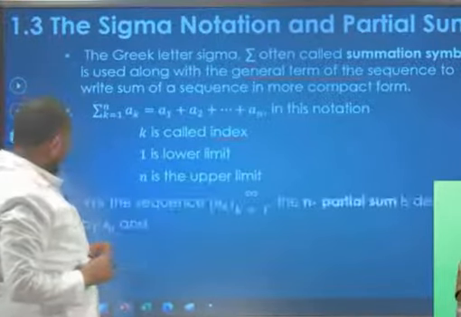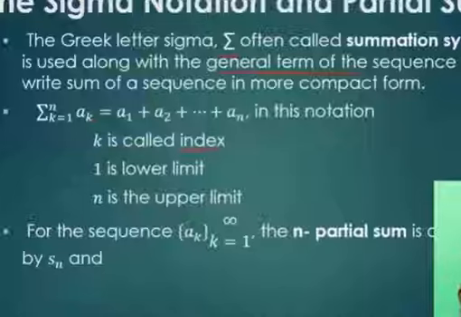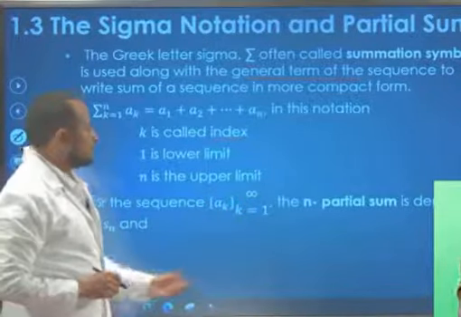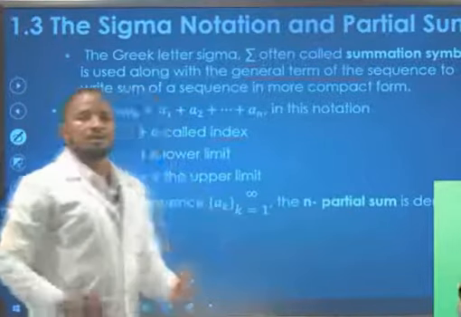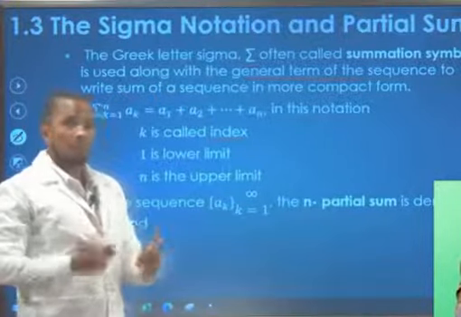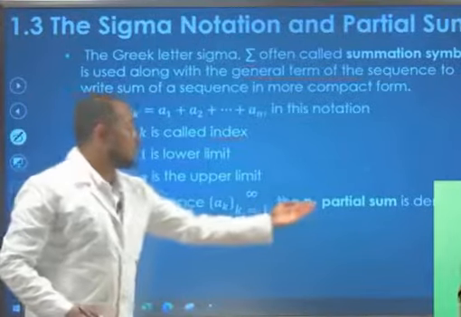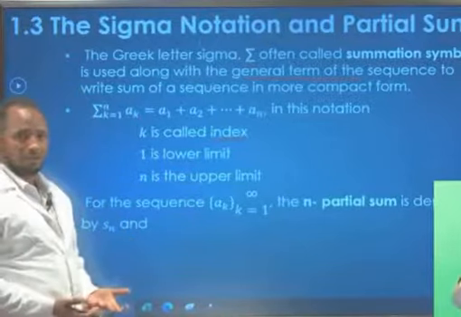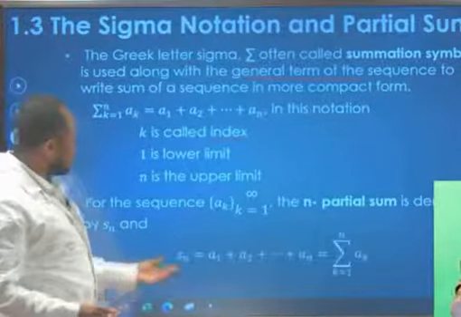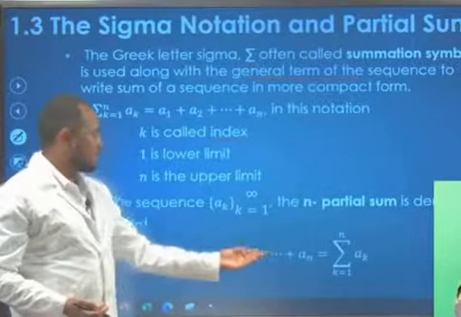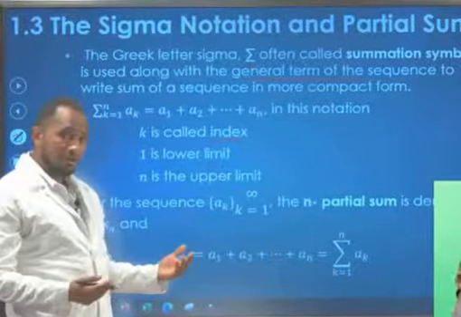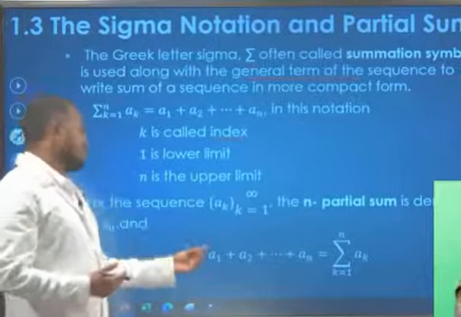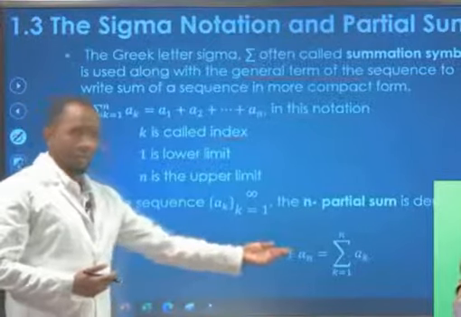If we have this sequence, with k starting from 1 up to infinity, the nth partial sum means the sum of the first n terms. The nth partial sum is denoted by the symbol S_n, and it's given by S_n equals a_1 plus a_2 up to a_n. That means S_n is the sum of the first n terms of that sequence, starting from the first one.